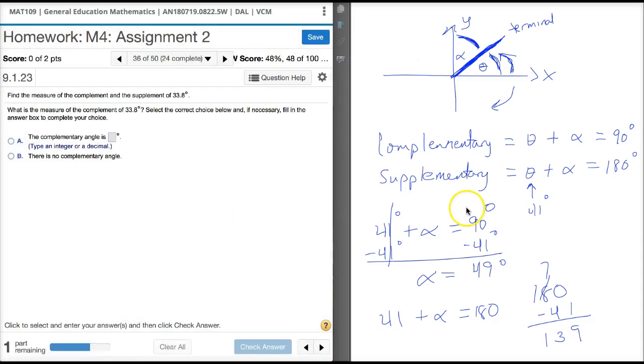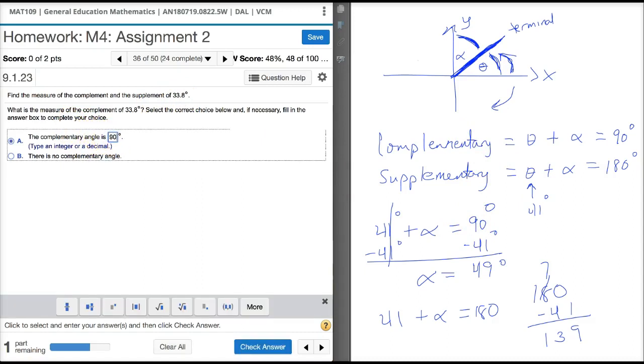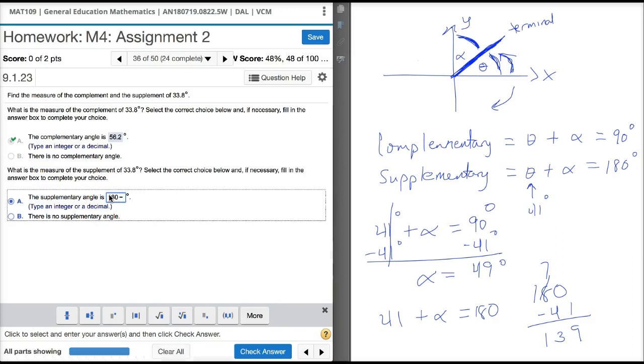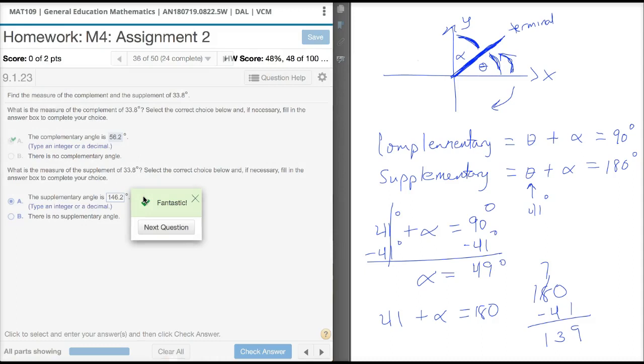So we go to question number 36. We're being asked the same thing. For the complementary angle, all we need to do is 90 minus 33.8, and if we do that, we get 56.2. So I'm just going to write in 56.2 degrees. For the supplementary angle, it's going to be 180 minus 33.8, and when we do that, we end up getting 146.2. So that's all there is to it. We'll move on to the next question.